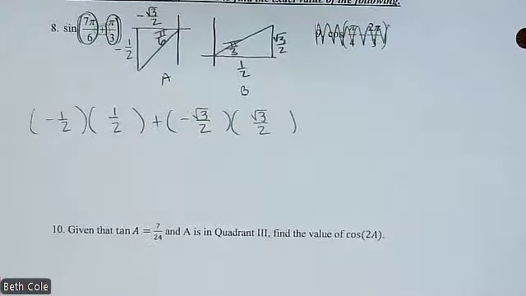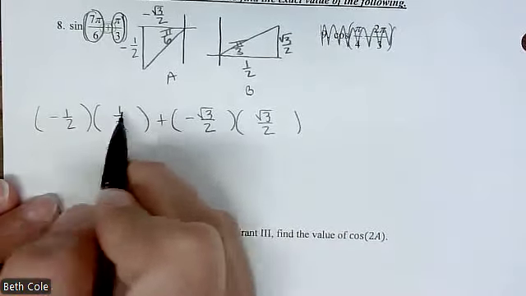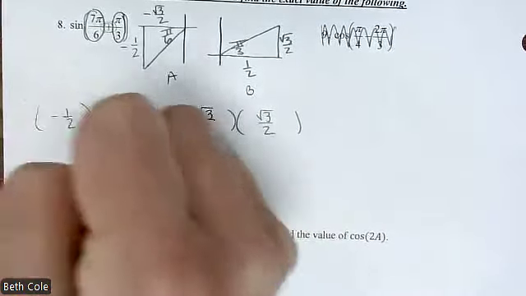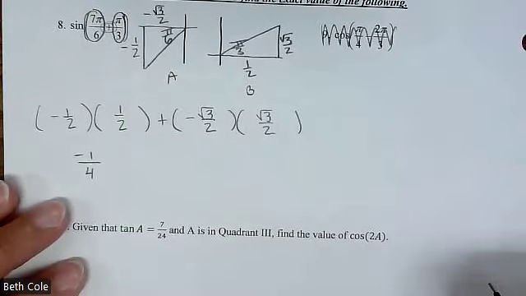And then you just have to sort that out. When you multiply fractions, you multiply the numerators, you multiply the denominators. So for this, negative 1 times 1 is negative 1. 2 times 2 is 4.